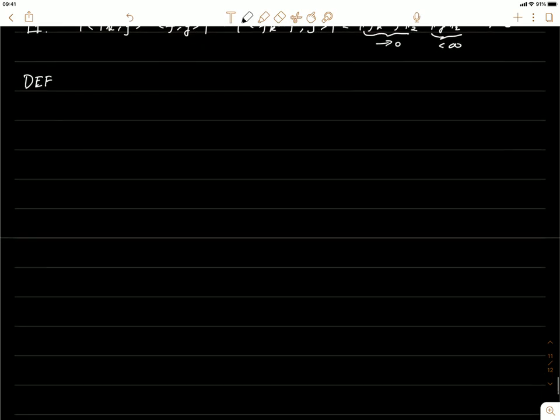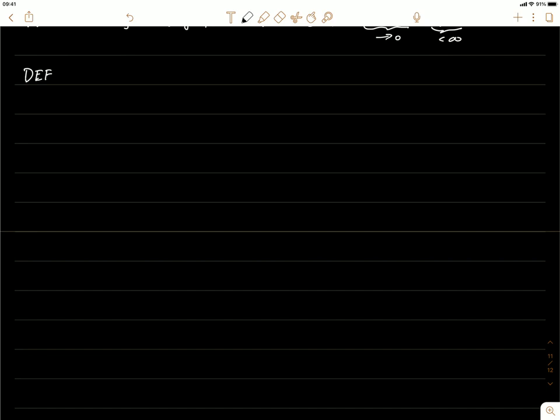Give me a new definition. So we say that f and g in L2 are called orthogonal if their inner product is zero. Okay, pretty much like in a vector space, when we say two vectors are orthogonal if the inner product of them is equal to zero.